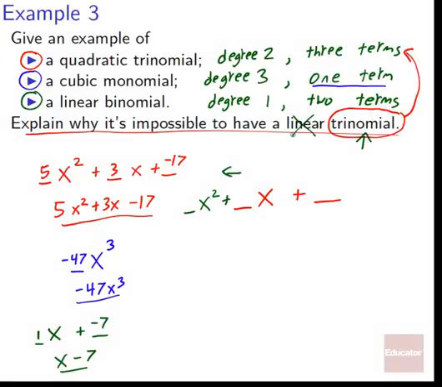So it means that we can't have both of these things at the same time, right? We can't both be linear and have a third term. Otherwise, we'd have to have x squared, at which point we wouldn't be linear anymore. We'd be quadratic. So it's going to be one or the other. You can't both be trinomial and a linear function.